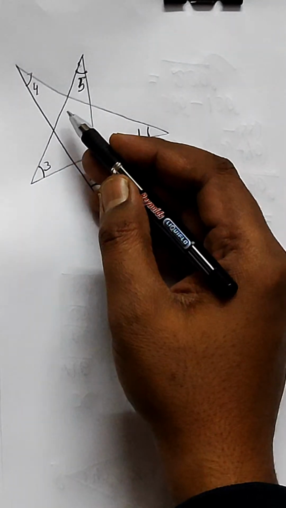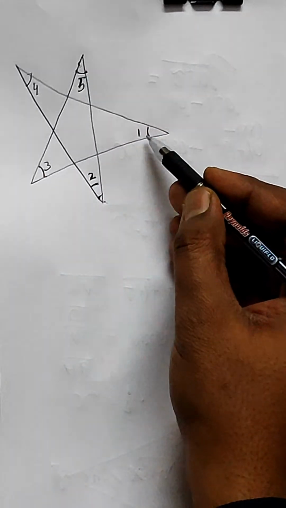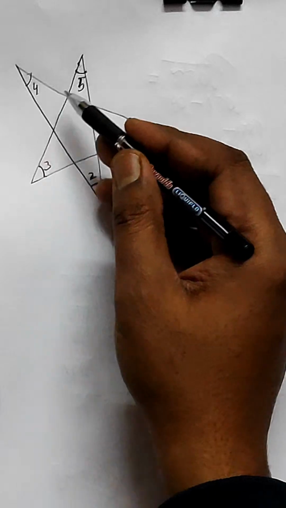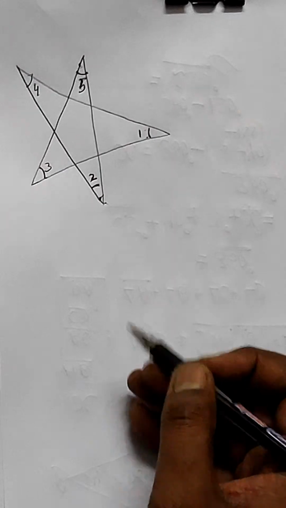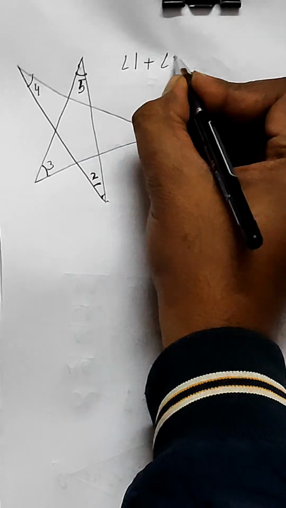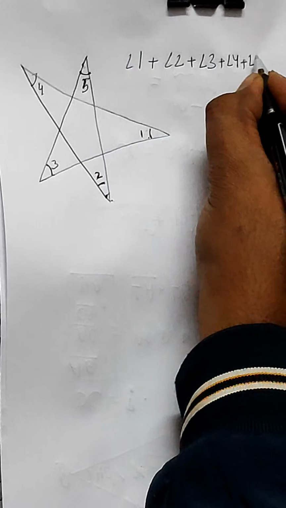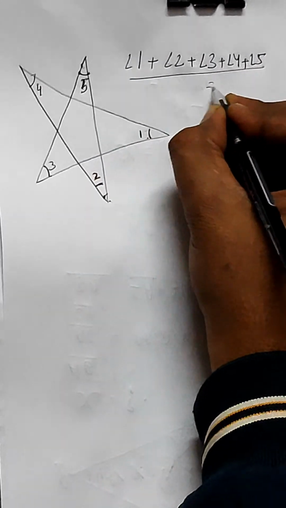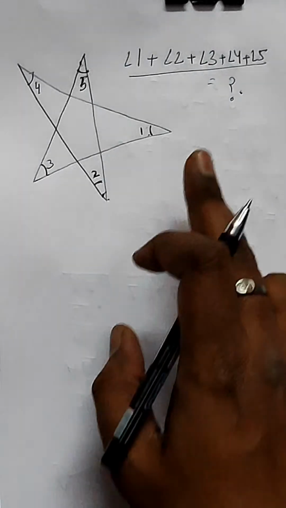Let us see. So we can see this is a star where all the angles at the corners are 1, 2, 3, 4 and 5 respectively. Now just solve it. We need to find the value of angle 1 plus angle 2 plus angle 3 plus angle 4 plus angle 5. How will we be solving this question? Let us see.